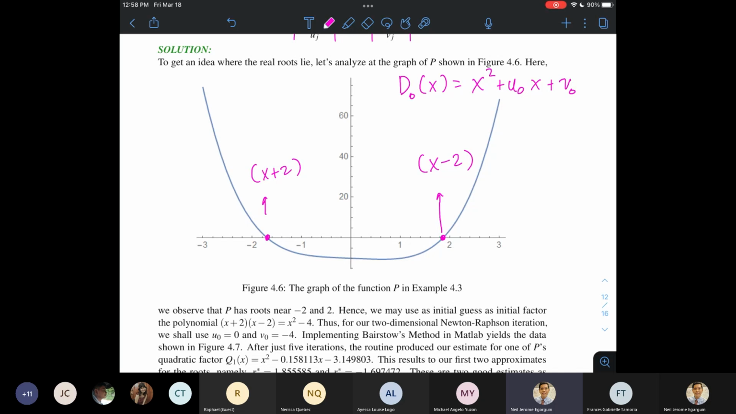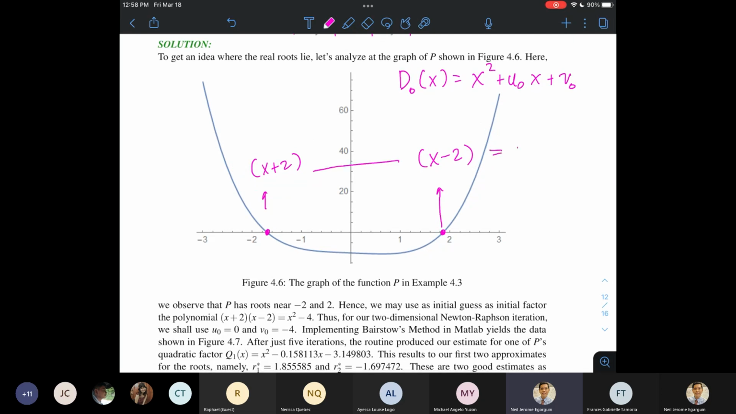So I'm thinking that x plus 2 times x minus 2 will be a good starting estimate for a quadratic factor. So pag pinag-multiply ko yan, makukuha ko ay x squared minus 4. So that's what I'm going to use as my initial guess. I will use as initial guess u sub 0 equals 0 and v sub 0 equals negative 4. Okay? Para lang matulungan ko yung method. But of course, you don't need to do this.